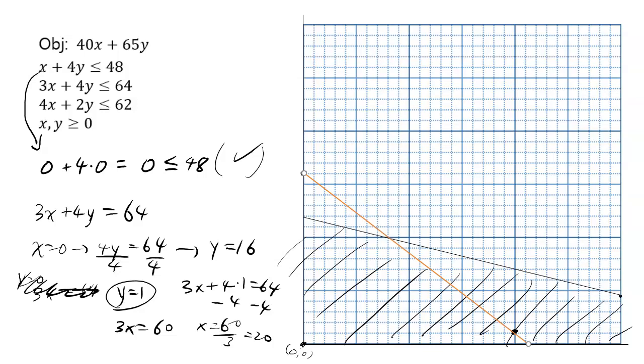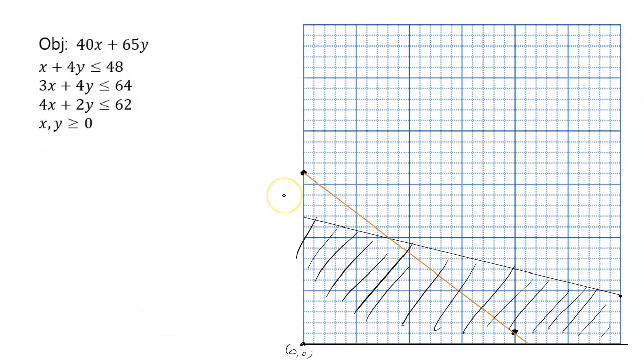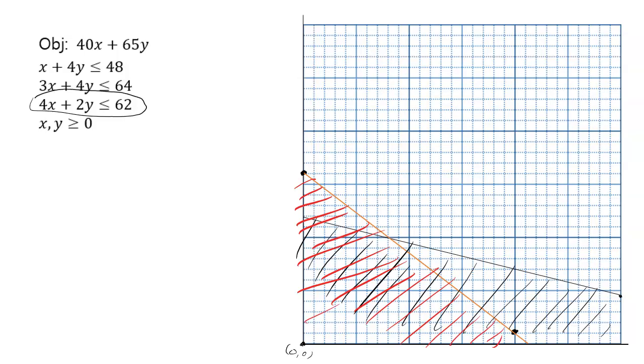Still, you have to plug in (0, 0). If you plug in (0, 0), you get 0 on the left side, which is less than or equal to 64. And yes, indeed, this works, and therefore this second inequality is this region here. Actually, let me use a different colored pen to shade that area. Okay, now let's move on to the third inequality, this one.